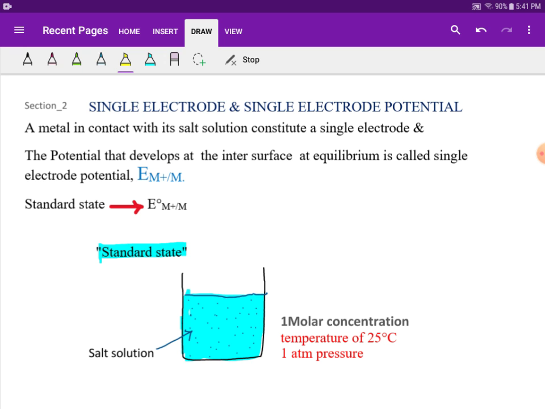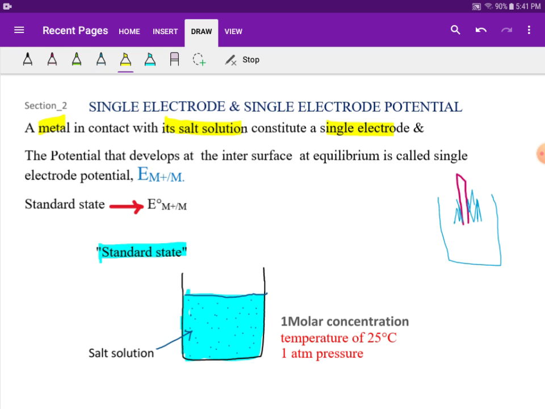A single electrode consists of a metal rod or strip in contact with its salt solution. It generally constitutes a single electrode. So when a metal is in contact with salt solution, there is a surface of separation between the metal and the solution. That surface of separation is usually called the interface.